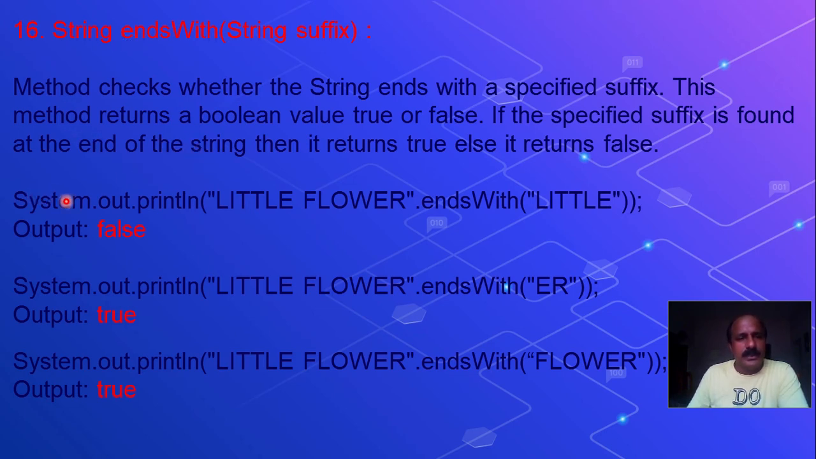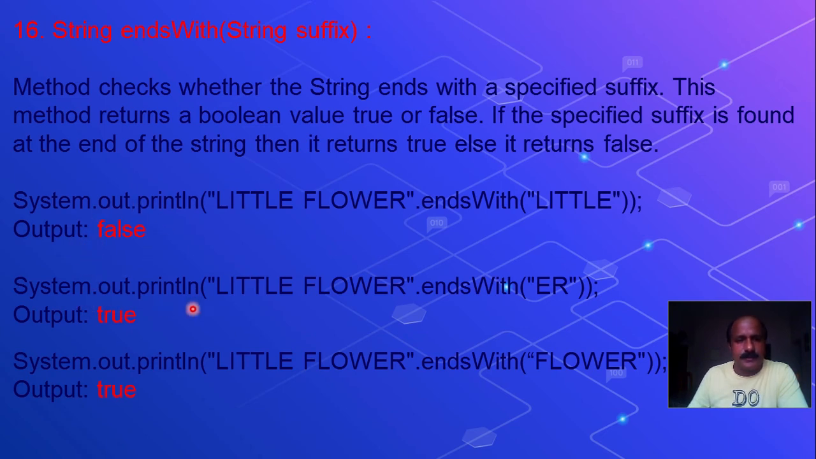Previously we checked whether it is starting with a particular string. Now we are going to check whether it is ending with a particular string or substring. System.out.println little flower dot endsWith little. Checking whether this string is ending with the letters LITTLE. Is it ending with these letters? No. So false will be returned.